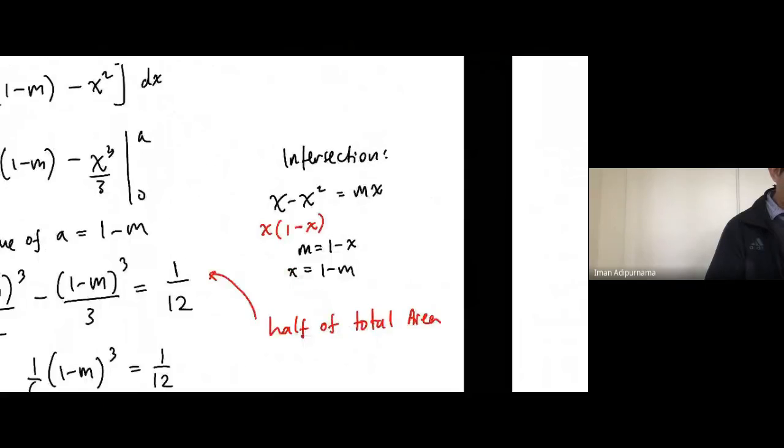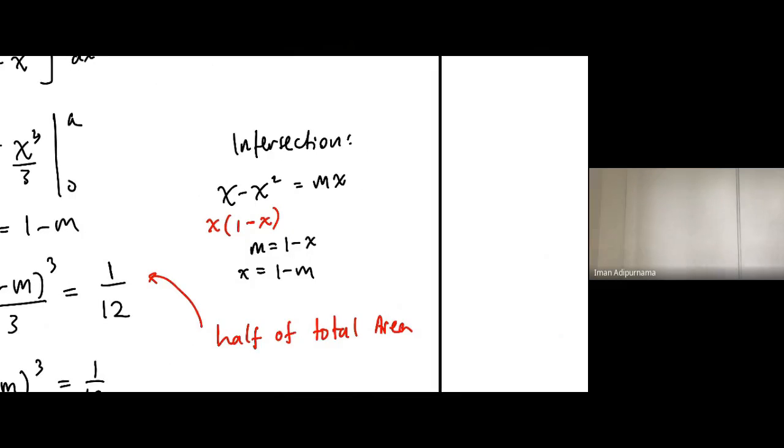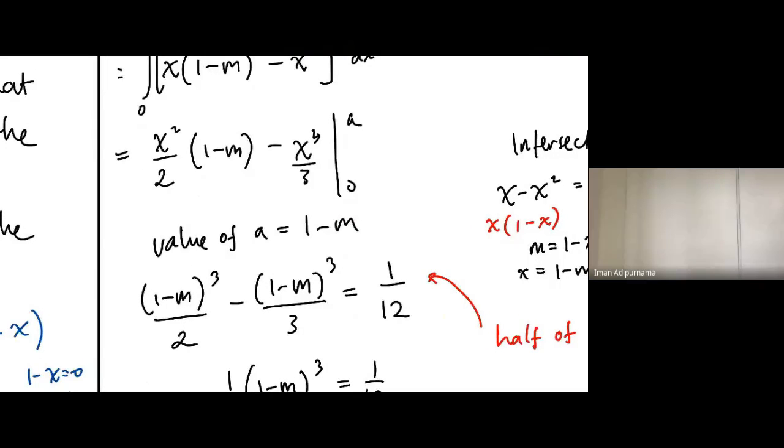And then, actually, on the other hand, the intersection here is actually 1 minus m, right? So that is actually our a, our x. So we can substitute a with 1 minus m, and we plug in, instead of a, 1 minus m to the equations.